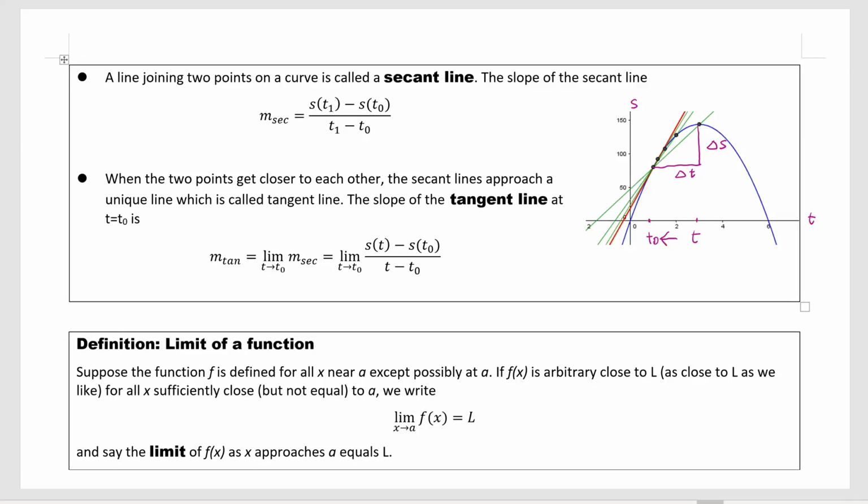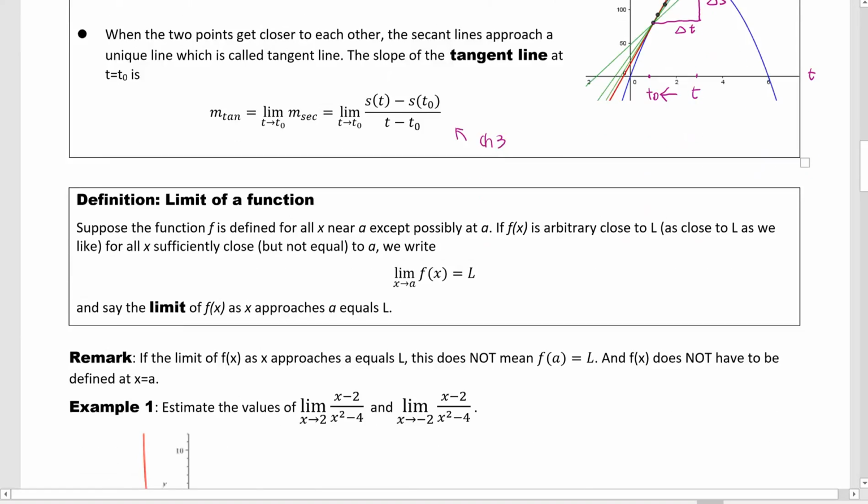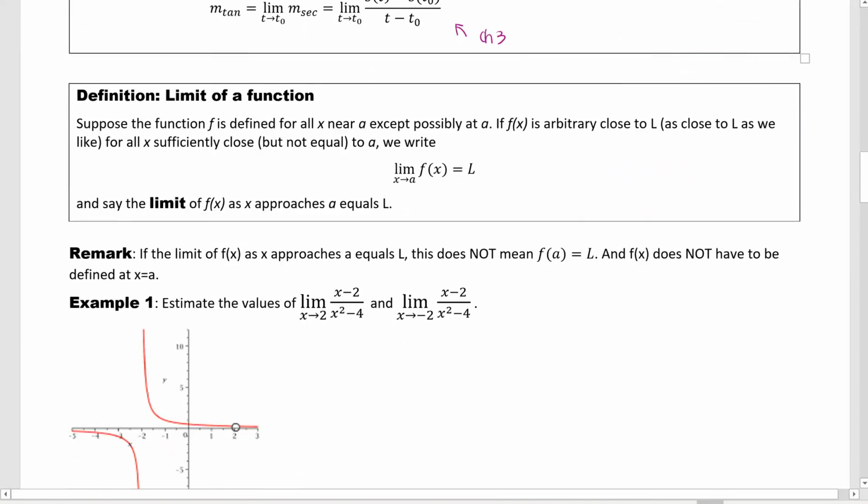So what's m secant? Change of s over change of t. So s of t minus s of t0 over t minus t0. So now this is the slope of the tangent line. So that's why limits come into play. We will talk about this more in chapter 3, but this is the reason why we need limits.